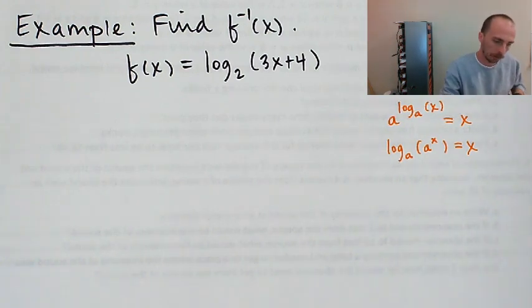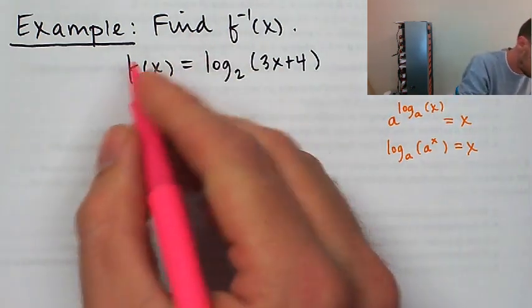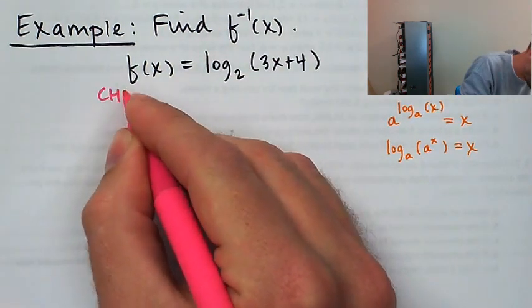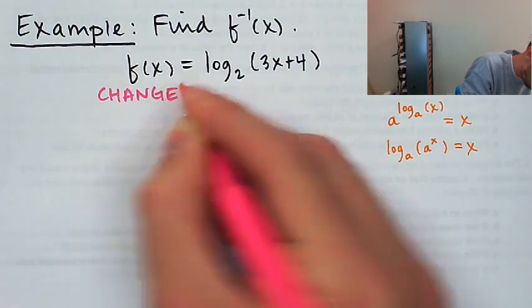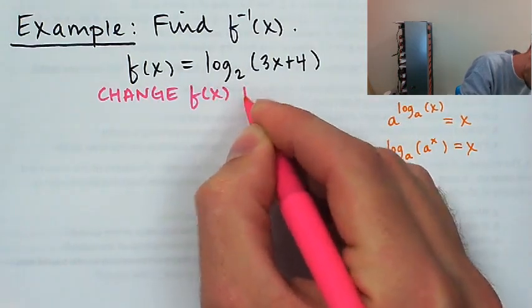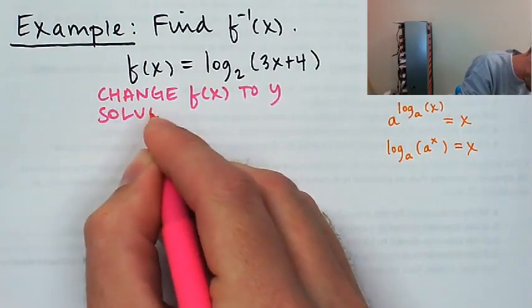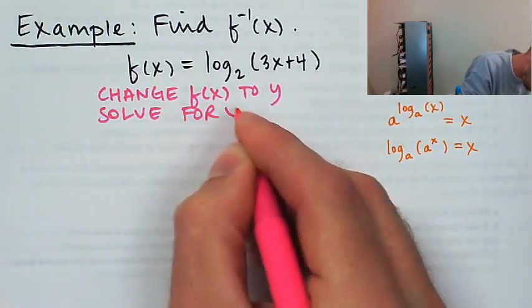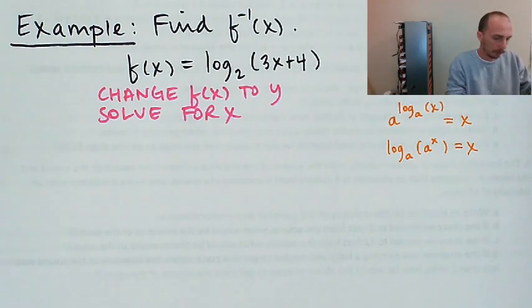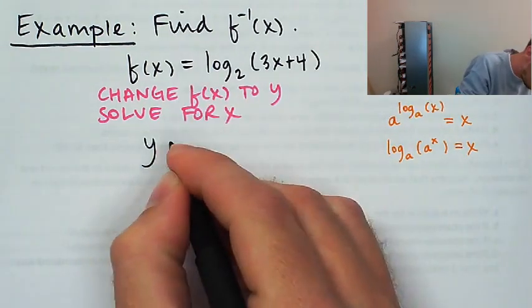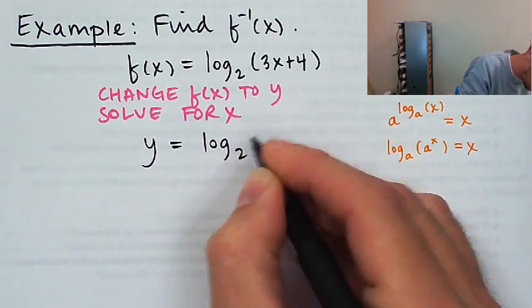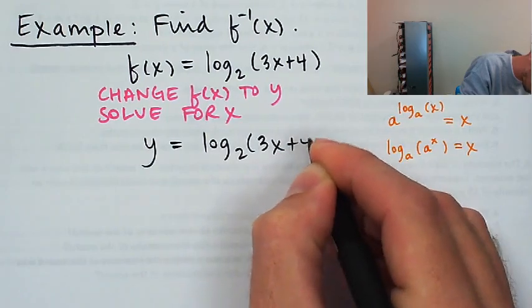So when we go to find f inverse, I'm going to start by changing f of x to y, and then just solve for x. Okay, and so with that, we can do that. So y equals log base 2 of 3x plus 4.